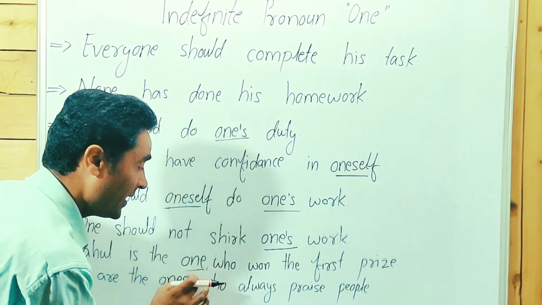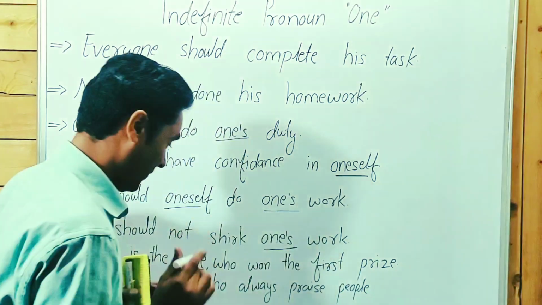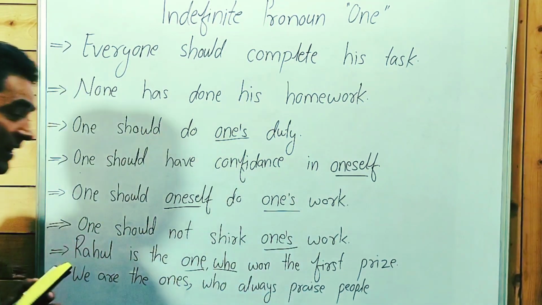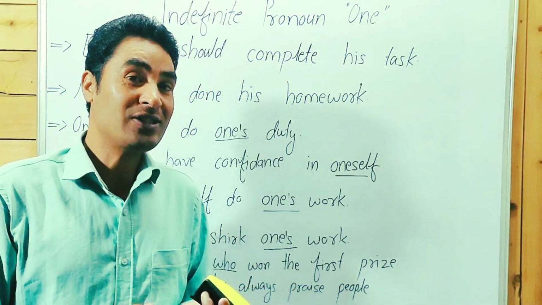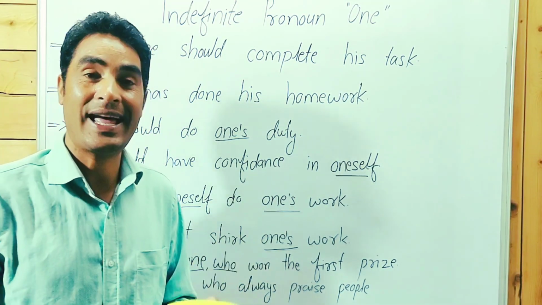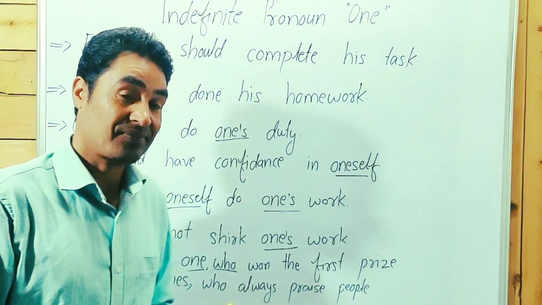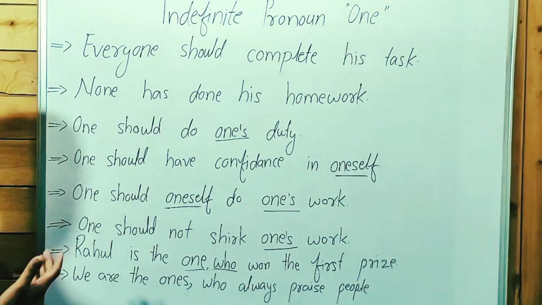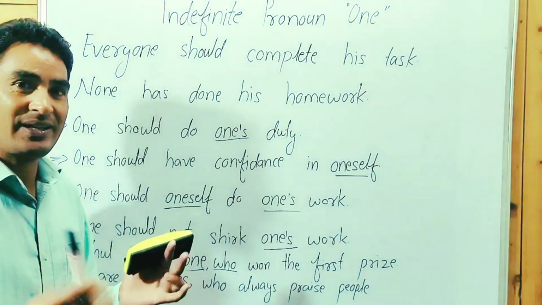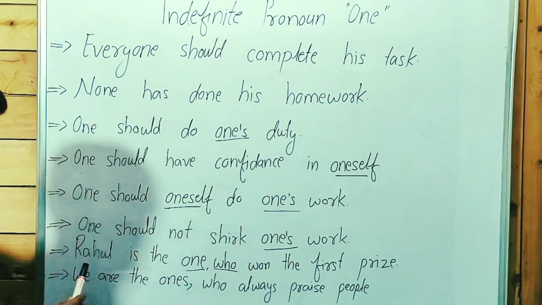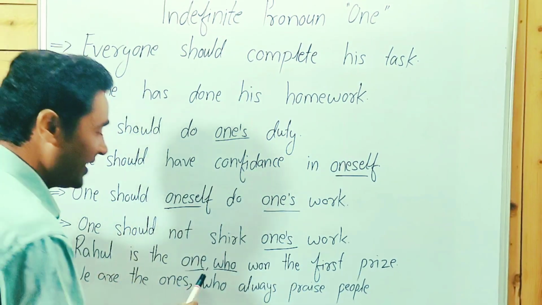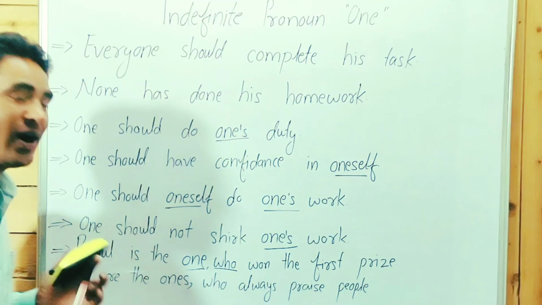Who is the one who won the first prize? Here, who is a relative pronoun. I hope you know about relative pronouns. I taught about relative pronouns: who, whom, whose, that, what, which, etc. very thoroughly. If you haven't watched previous videos, please go to the description and watch. Here, Rahul is the one who won the first prize.